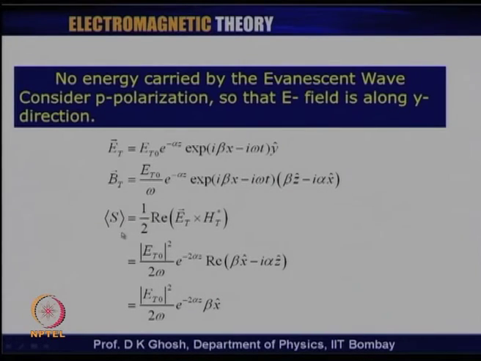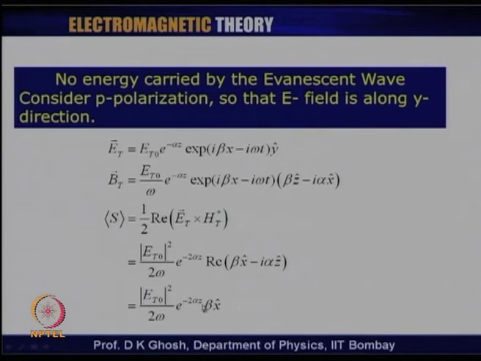So, if I calculate now the Poynting vector, which for complex E and H is half of the real part of E_t cross H, you can calculate the cross product of these two. y cross z will give you an x component, y cross x will give you a z component. But I need the real part. So, therefore, this is not there. I am left with only this part.